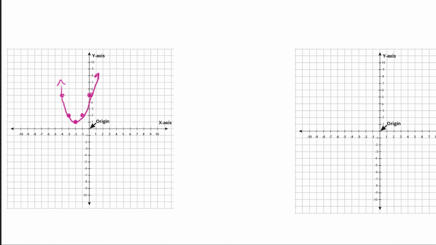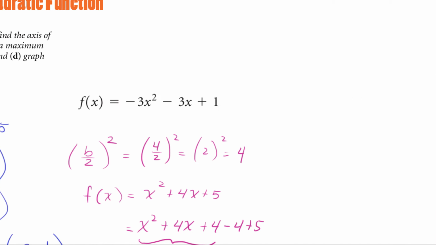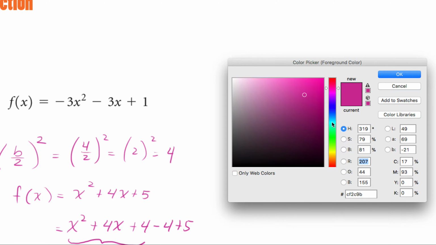Now for our second example, negative 3x squared minus 3x plus 1, I'm going to choose a different color for it.